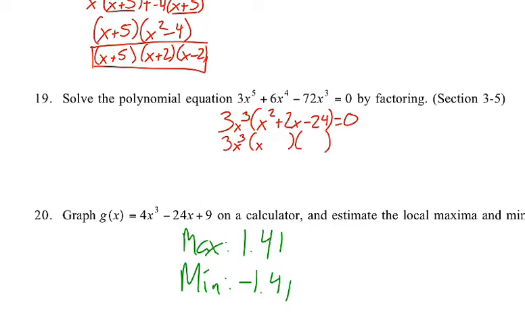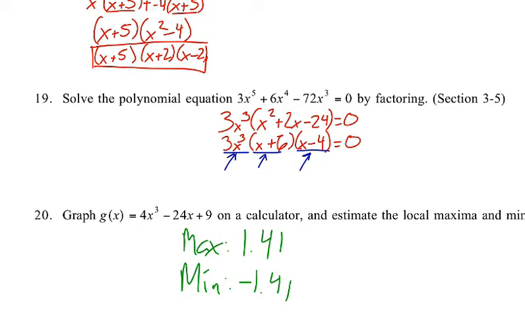Inside of the parentheses, we're going to be able to factor into the x plus blank, x plus blank. And we need two numbers that multiply to negative 24 but add to positive 2. And that's plus 6 and minus 4. Still all equal to 0. So now I have three groups here. I've got 3x to the third times x plus 6 times x minus 4, which means if they're all being multiplied to equal 0, that means at least one of them needs to be equal to 0.